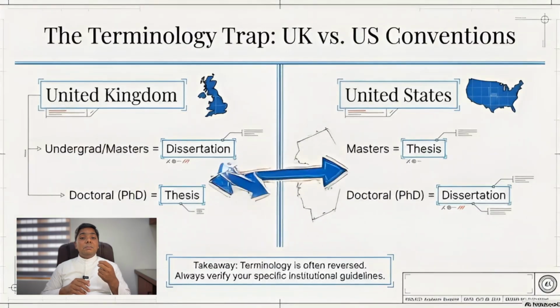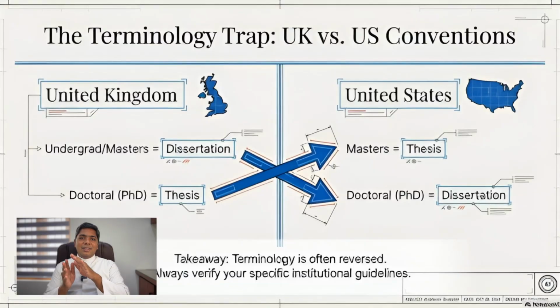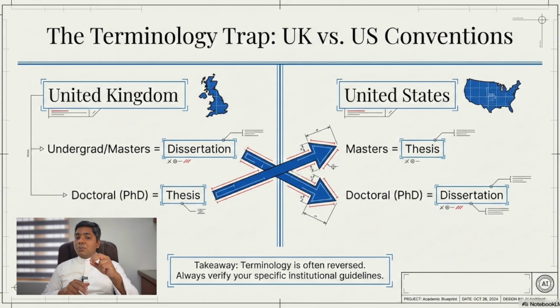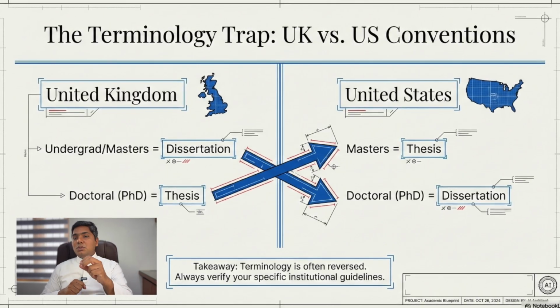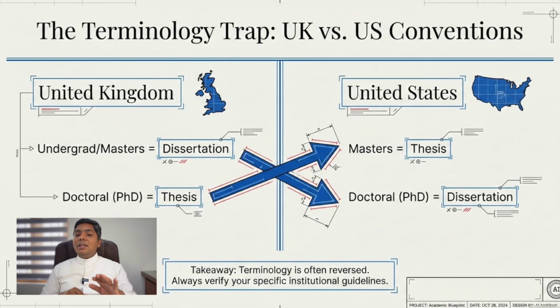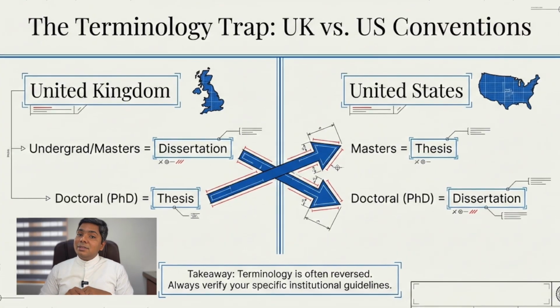Now it's here where it becomes confusing, because the terms dissertation and thesis are used differently in different English-speaking countries. In British English convention, and this is what is typically followed in India, Australia, and most of the Commonwealth countries, the final project of an undergraduate or master's degree is called a dissertation, while the final research document for a doctoral degree, a PhD, is called a thesis.